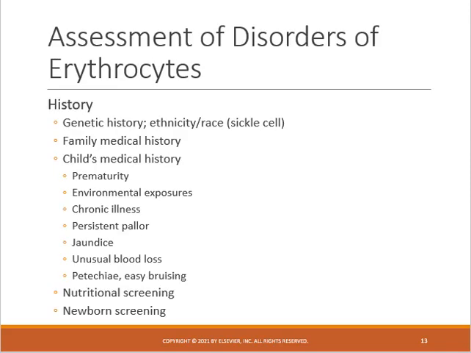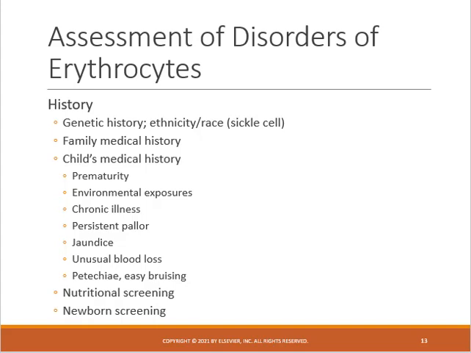Let's talk next about disorders of the red cells. If you have a patient that has these issues, it's important, as always, to get a good history: a genetic history, ethnicity, and race, as you may need to know more for sickle cell concerns, family history, the child's history, what their age was when they were born, any environmental exposures, chronic illnesses, any issues with jaundice, unusual blood loss, easy bruising, bleeding, petechiae. You want to screen for their nutritional status, and you want to review their newborn screening.